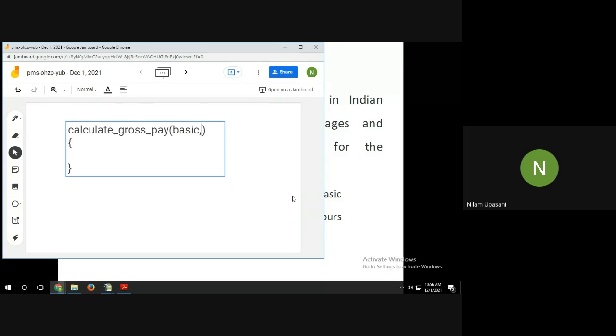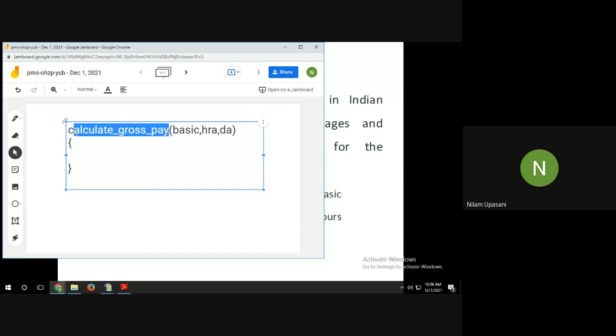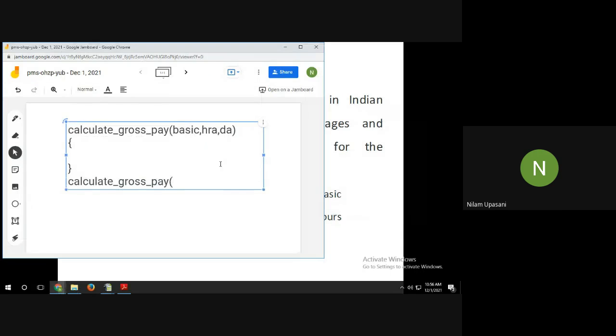Basic, HRA and DA. So this will be the input if it is a regular employee. What is the second employee type? Daily wages. For daily wages also, what are we trying to do? We are calculating gross pay. But what should the input be here? We are calculating gross pay based on the wages per hour, that is rate, we'll call it, and number of hours. So the first input will be rate and the second is number of hours.